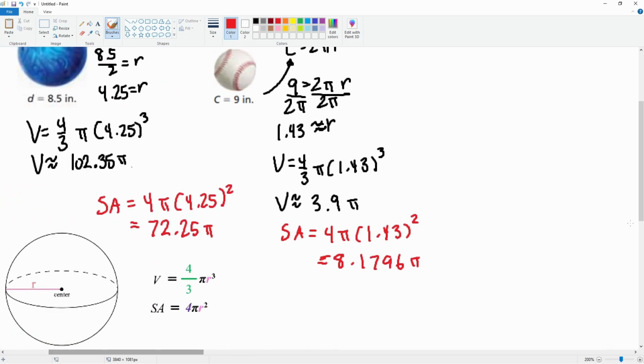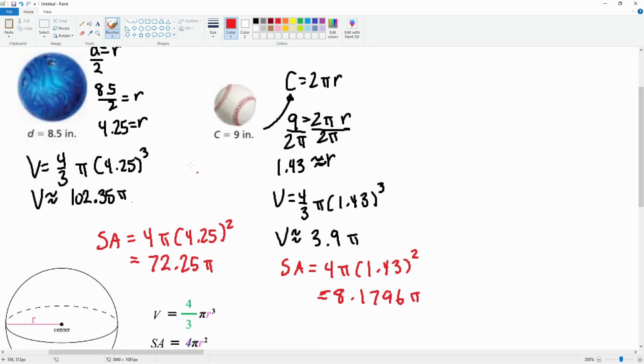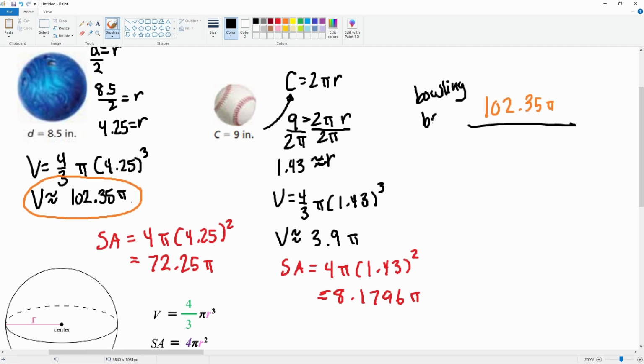So the question here is how many baseballs will fit inside a bowling ball. When we see the inside, we are looking at the volume. So this is the total, that is the 102.35 pi. And then we're going to divide this, because this is the bowling ball, by the baseball. And the baseball here is 3.9 pi. That's the reason why I left it in pi, because you see how the pi's are going to cancel.